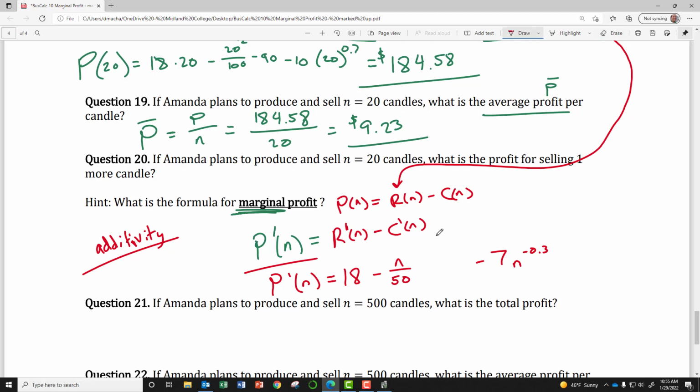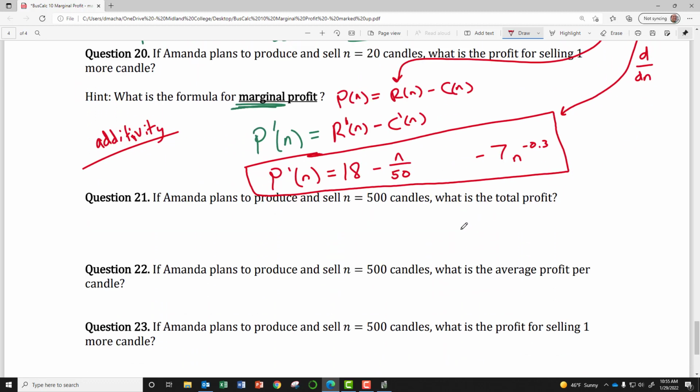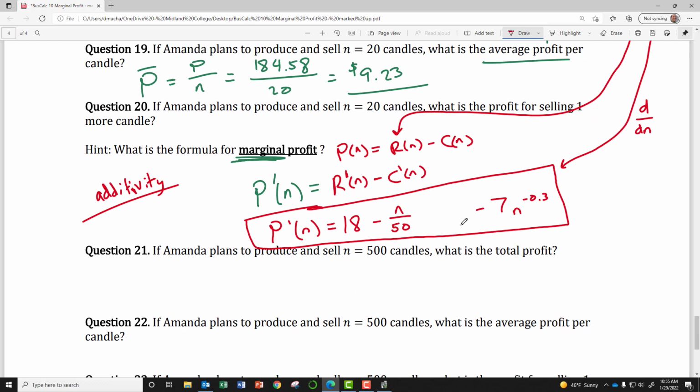So my marginal profit is going to be 18 minus n over 50 minus 7 times n to the power negative 0.3. And as a challenge for you guys, just try to use your power rule on each of these terms and see if you can get the same derivative doing this. So maybe pause the video and see if you can see how we achieved each of these. Okay. Assuming you've done that, let's answer question 20.